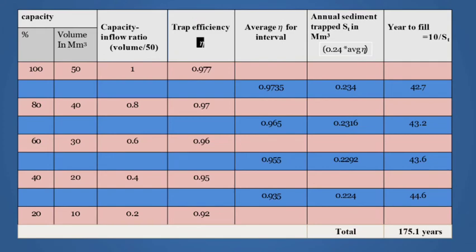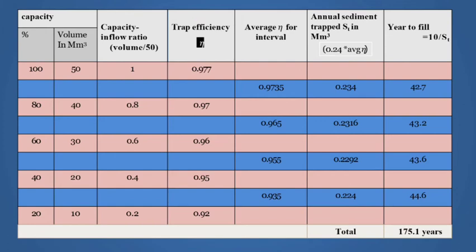Then we find the capacity inflow ratio. Here inflow remains constant, so with decreasing capacity, the capacity inflow ratio also decreases. Then we find trap efficiency corresponding to the capacity inflow ratio from the table given.